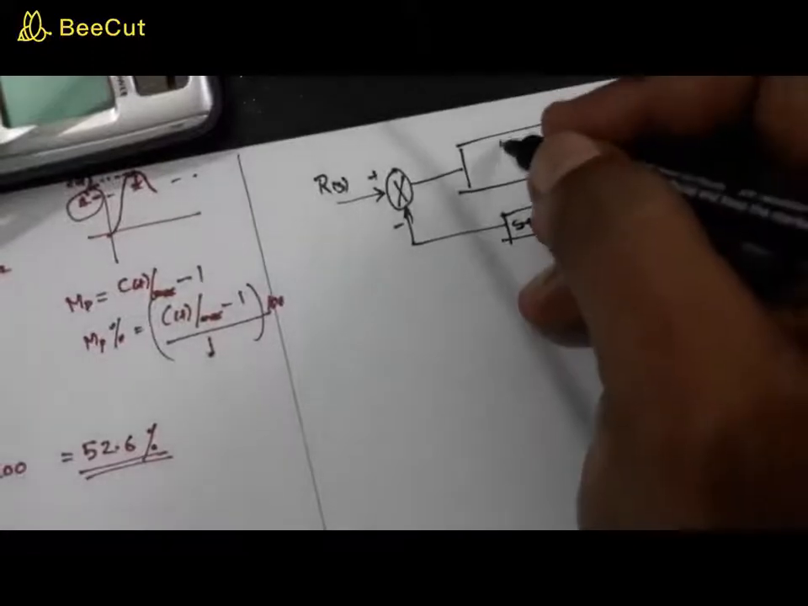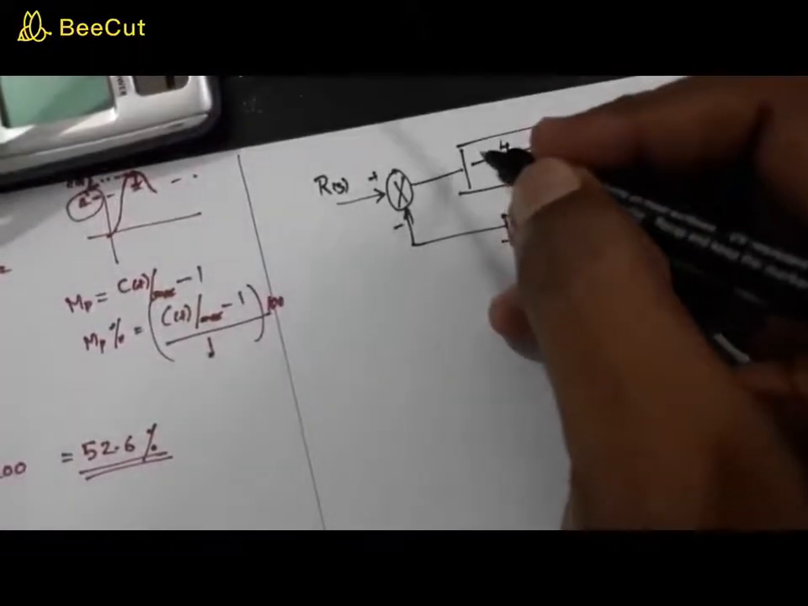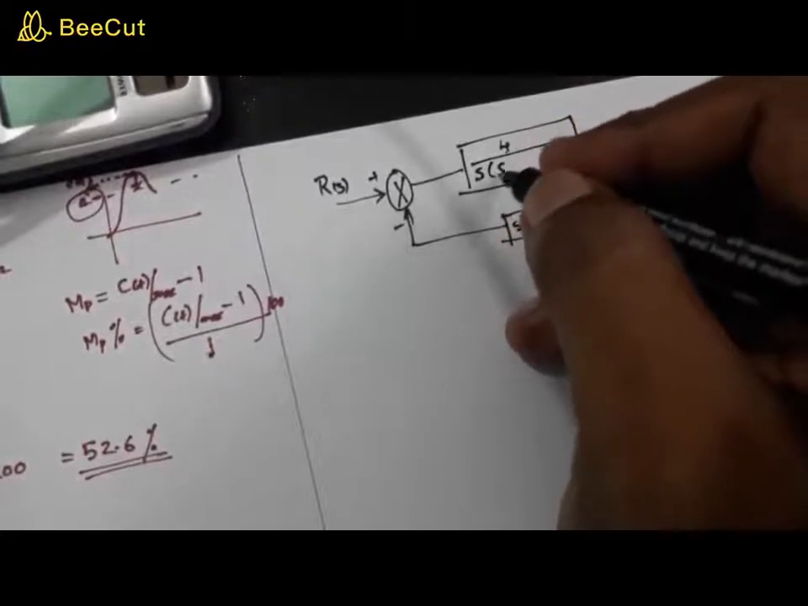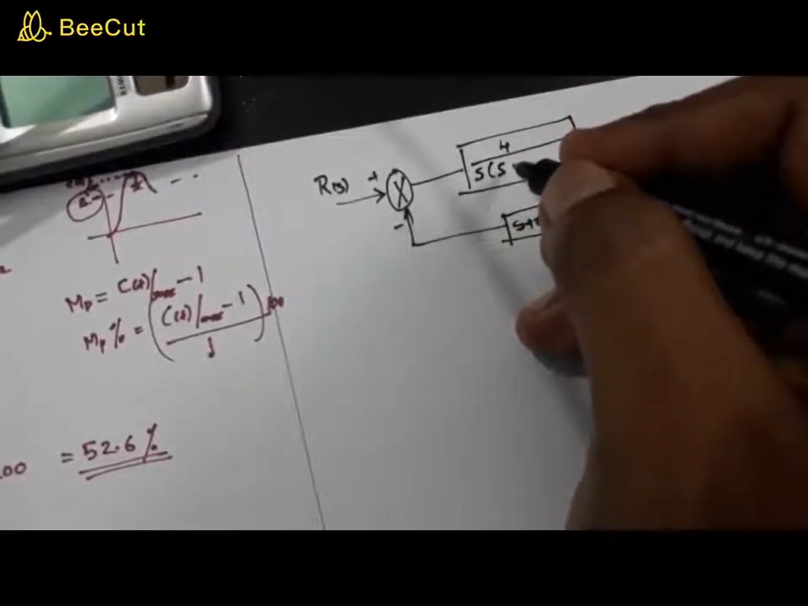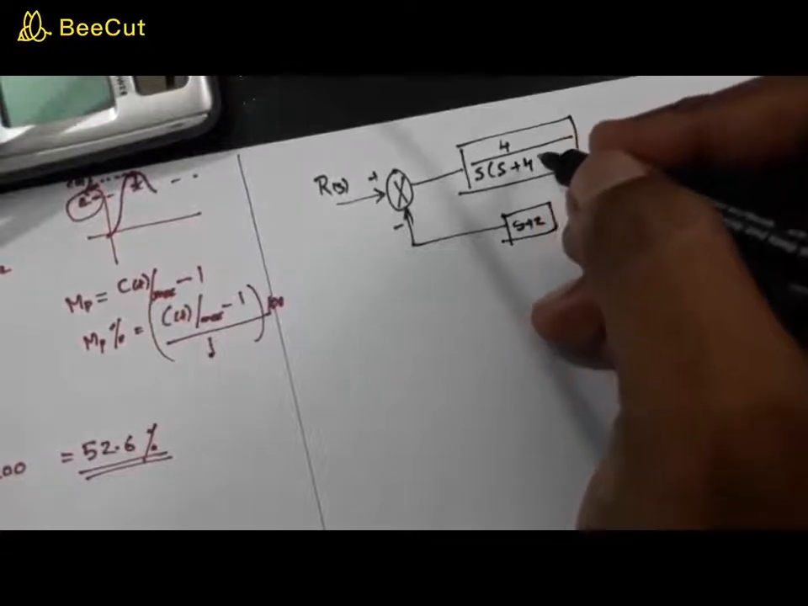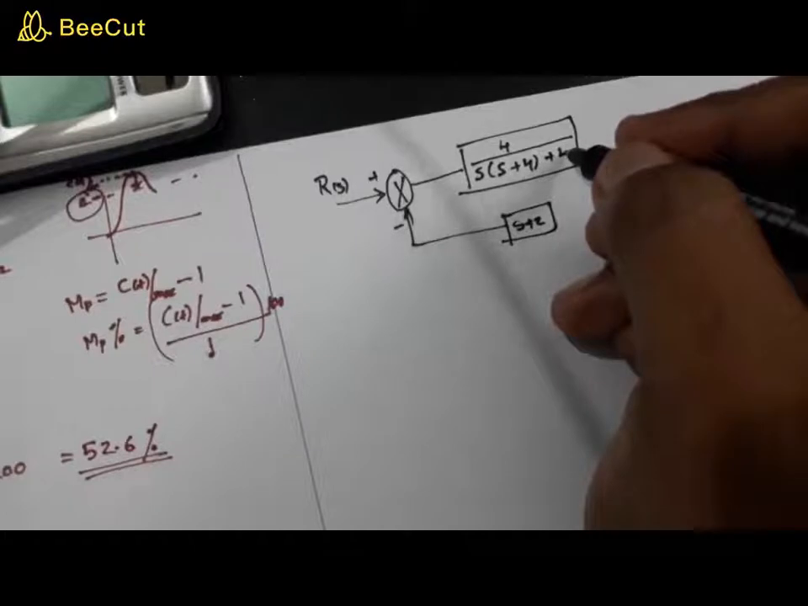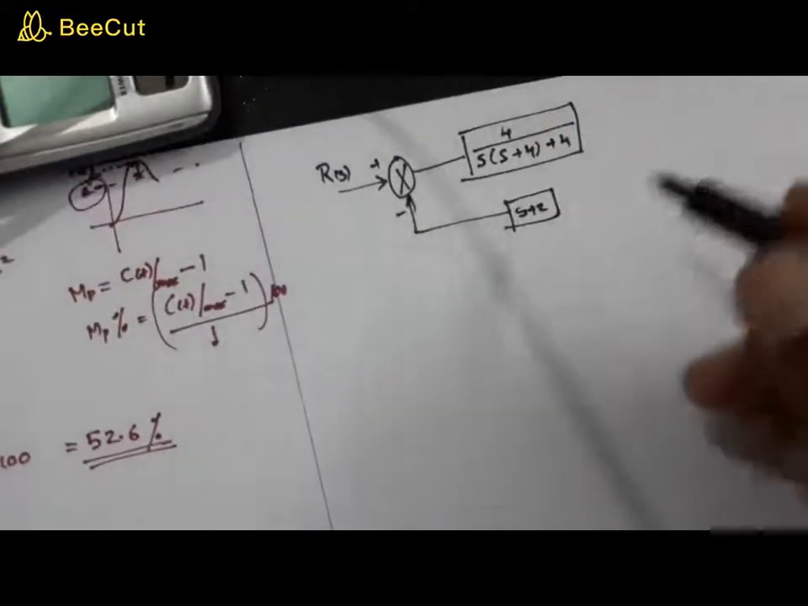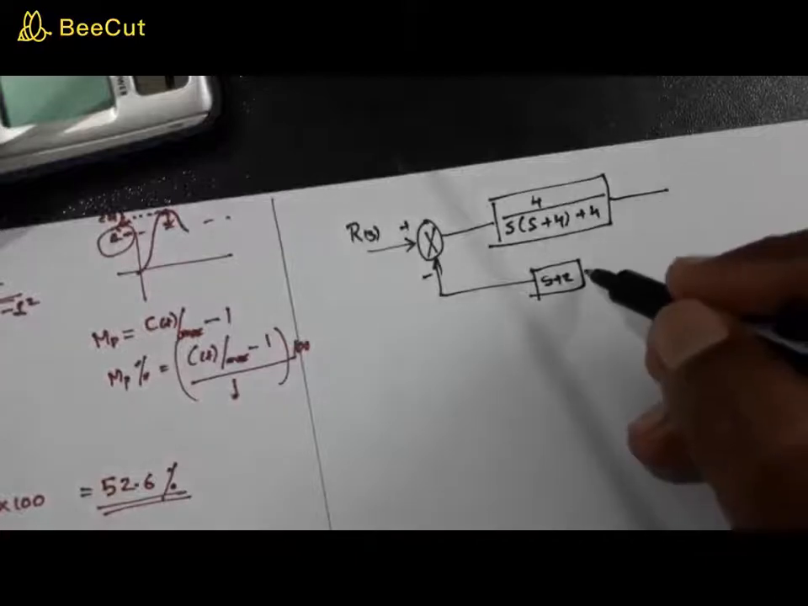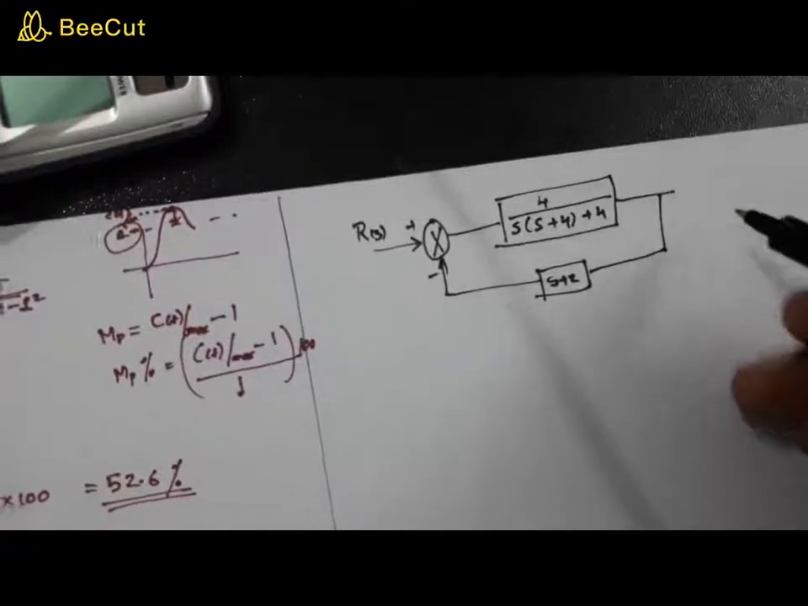Using that canonical equation, you can convert that into a single block as 4 divided by s into s plus 4 plus 4. So you can have an equation like this. You may just check whether you are getting this. So this is the closed loop, or the canonical form of this block diagram.